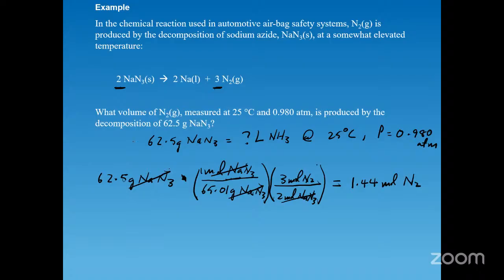Now, remember, the question is not asking for the moles of nitrogen. The question is asking for what? The volume of nitrogen, right? So this is where the PV equals nRT equation comes in. You have to rearrange that equation to get an equation for V, and that would be equal to nRT divided by P, all right? And the n would be the number of moles that we just calculated here.